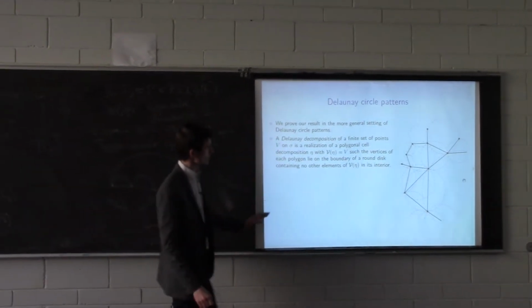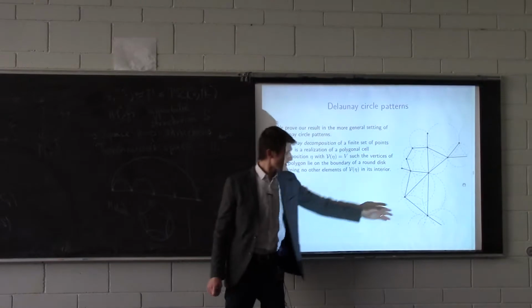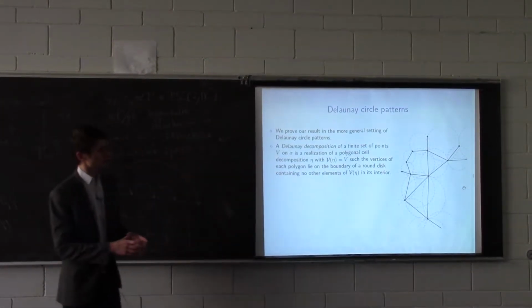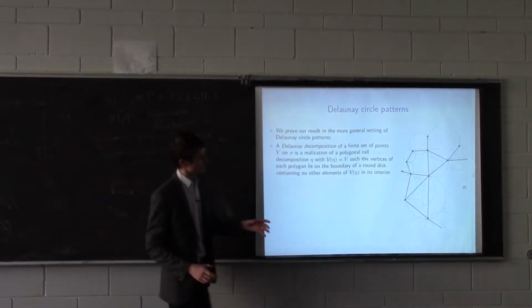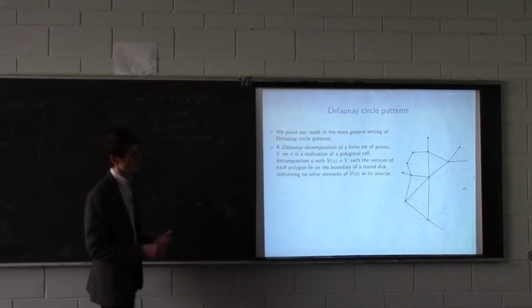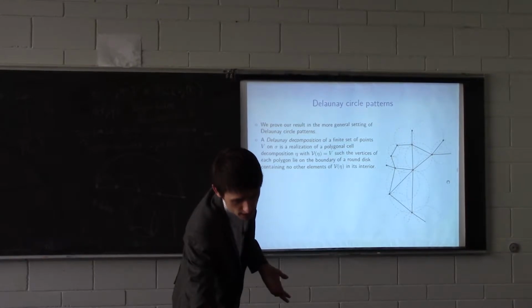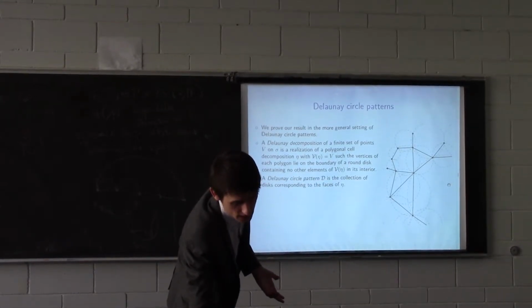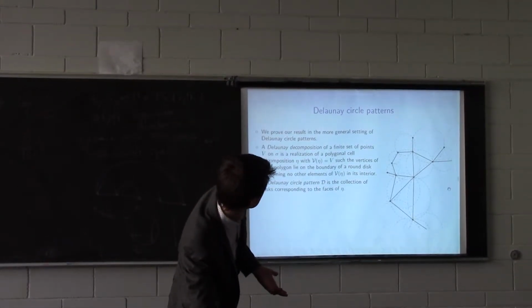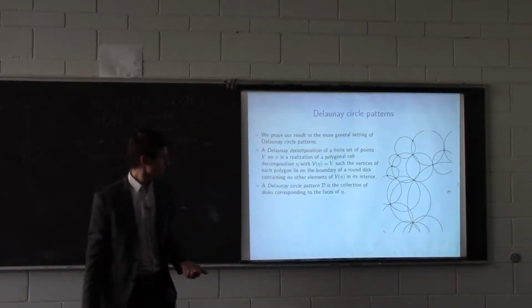So the general trick is every face, the vertices lie on a circle, and that circle, that disk, doesn't contain any other vertices of your decomposition. And so what is a Delaunay circle pattern? Well, it's exactly the collection of these disks. So it's just these guys.